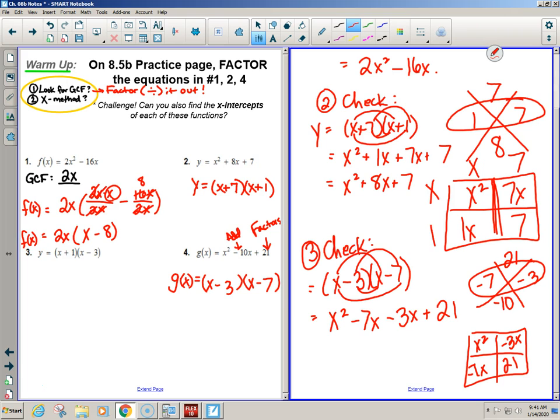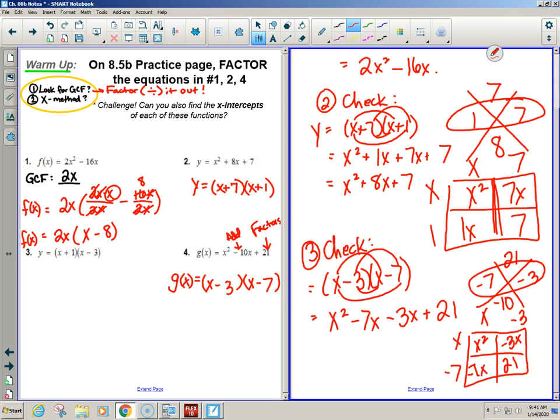What's in common is an x. What's in common is a negative 3. What's in common is an x, and what's in common is a negative 7. We run the field, we run the field, we run the field. x minus 3 times x minus 7. Were we right? Yes.